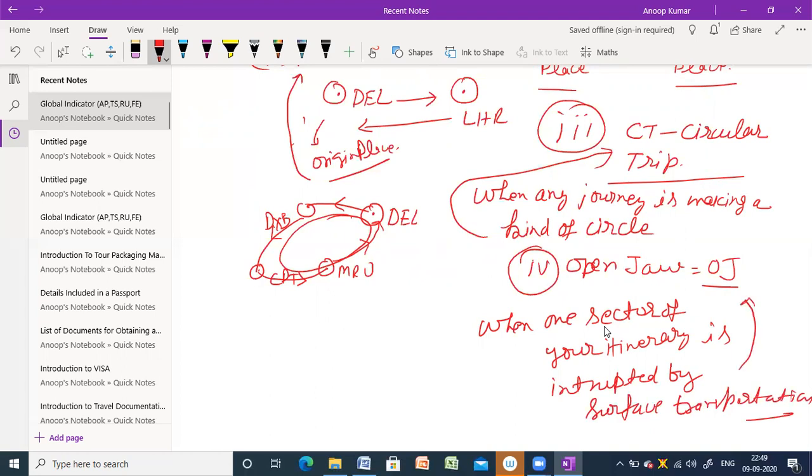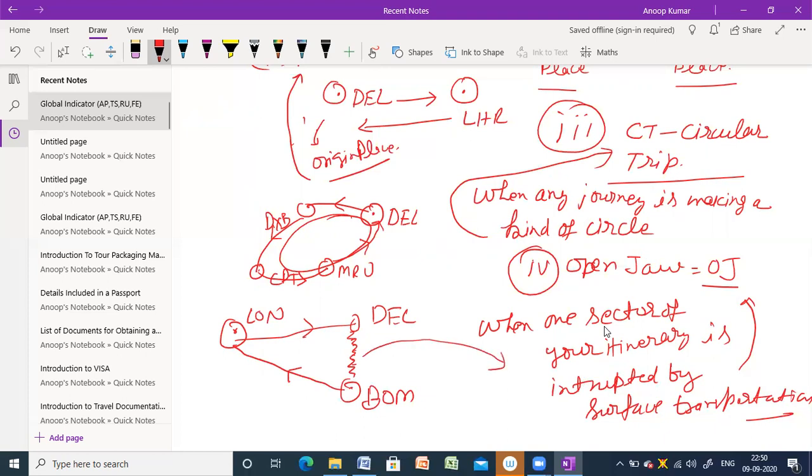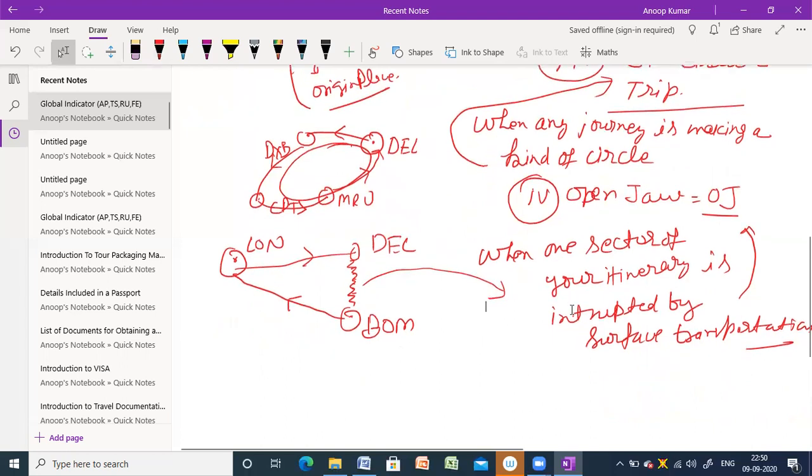For example, a passenger from London comes to Delhi, and then from Delhi he goes to Bombay via train, and then from Bombay he goes back to London. So in this sector he is using the train. When one sector of your itinerary is interrupted by surface transportation, that particular journey is called open jaw.